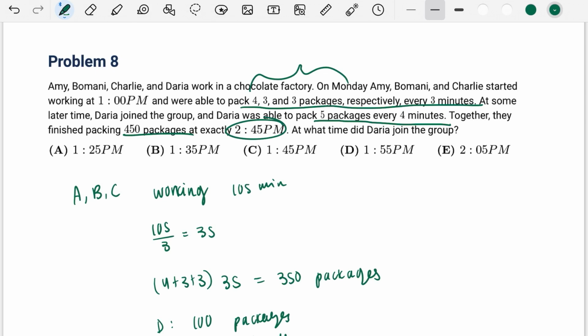So we can just go backwards from 2:45 p.m., right? 2:45, you go back 80 minutes. Well, that's like going back an hour and 20 minutes. So we would get to 1:25 p.m. So our final answer is A.